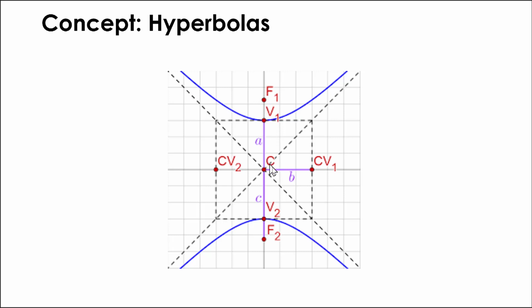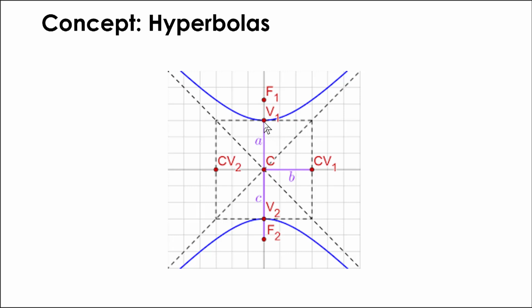Okay, so A is some distance. Now, if I go up to my vertex and then I take a 90-degree turn, going perpendicular to my transverse axis, and I go out until I hit my slant asymptote, that length right there is B.